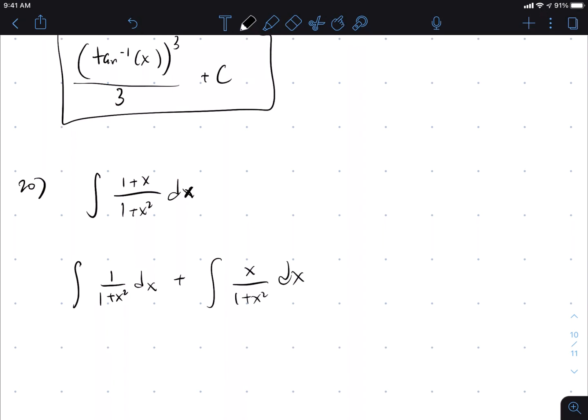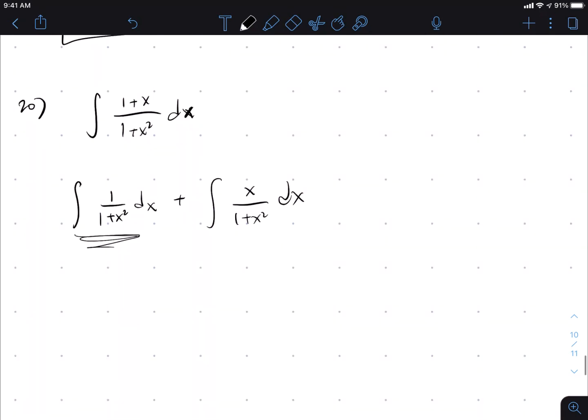Are we in agreement? Do we know this one? Yeah. Isn't that going to be tan inverse of x plus some constant? And then this other one, how can we do this other one? Can you cancel out the x's and then do the same? No, because it's 1 plus. So that doesn't work.